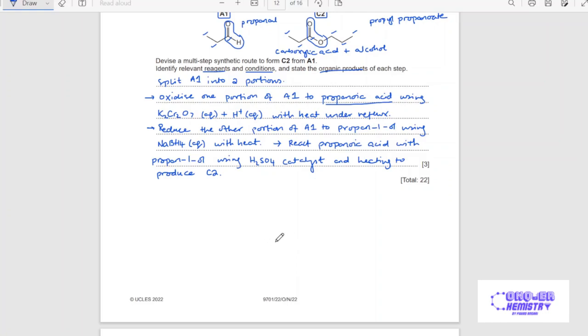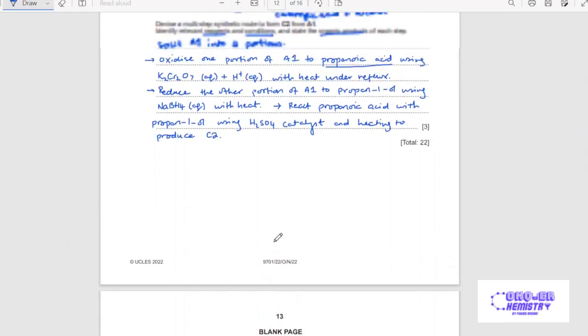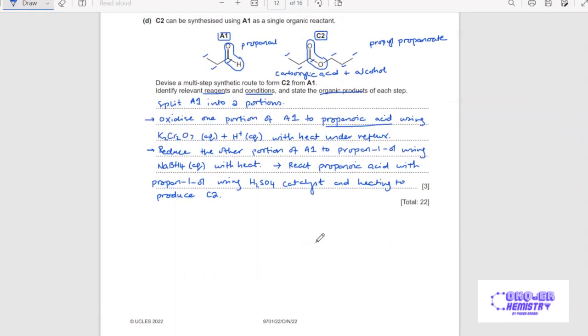All right, so with this, we have concluded the October-November 2022 Paper 2, Variant 2 of Cambridge International AS Level Chemistry. This is the structured questions paper.